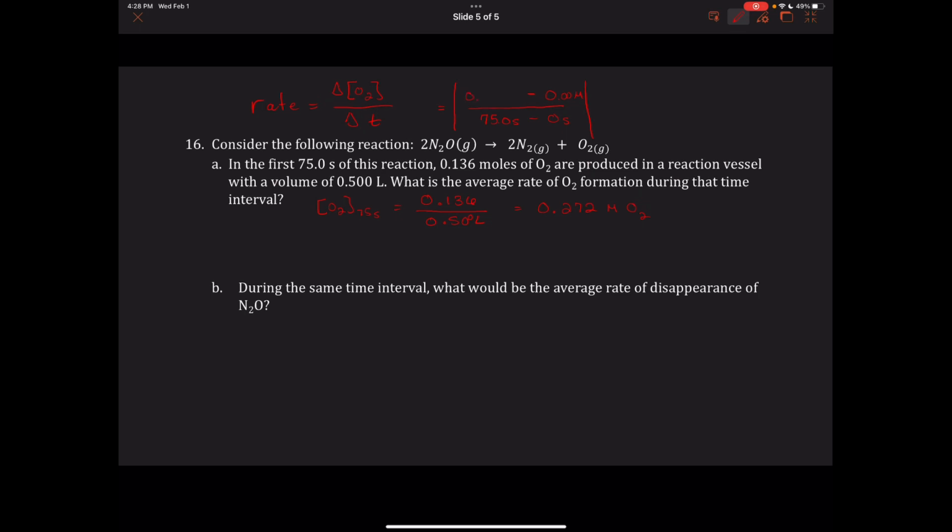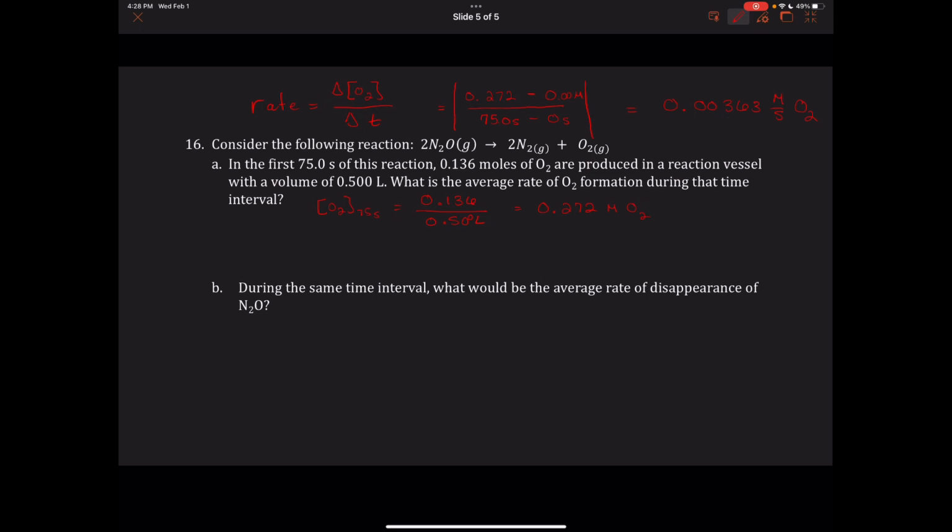So we plug that into our equation, and we're going to get that our rate is 0.00363 molarity per second in respect to the oxygen. So again, we've got to indicate our chemicals. We can't just say molarity per second, because what are we referring to? It's going to be different for different substances in our equation.